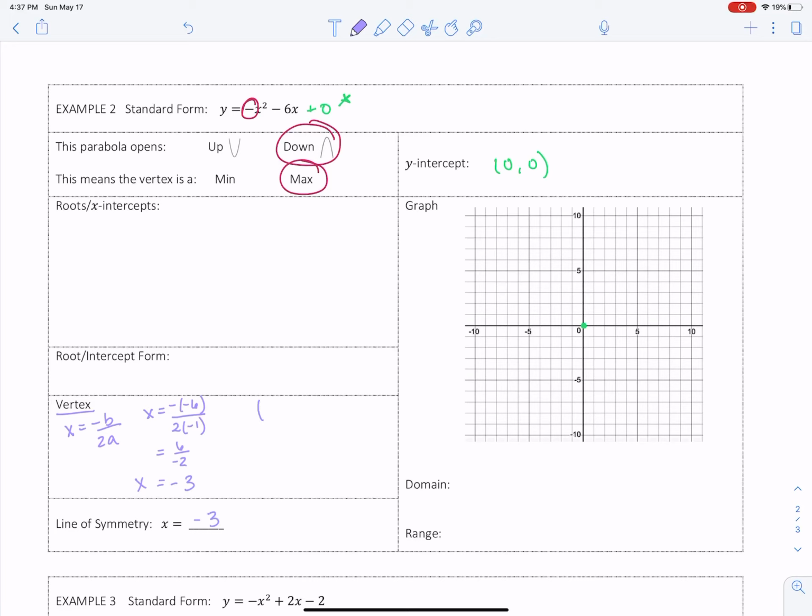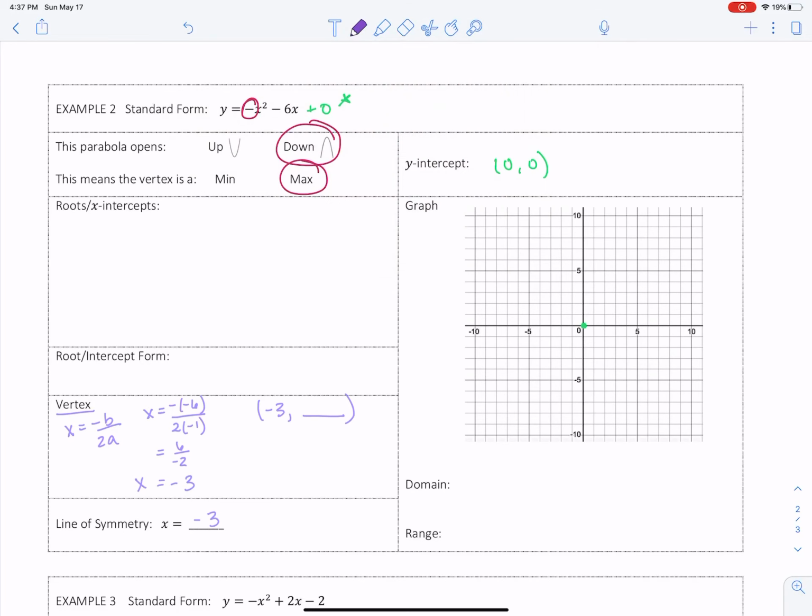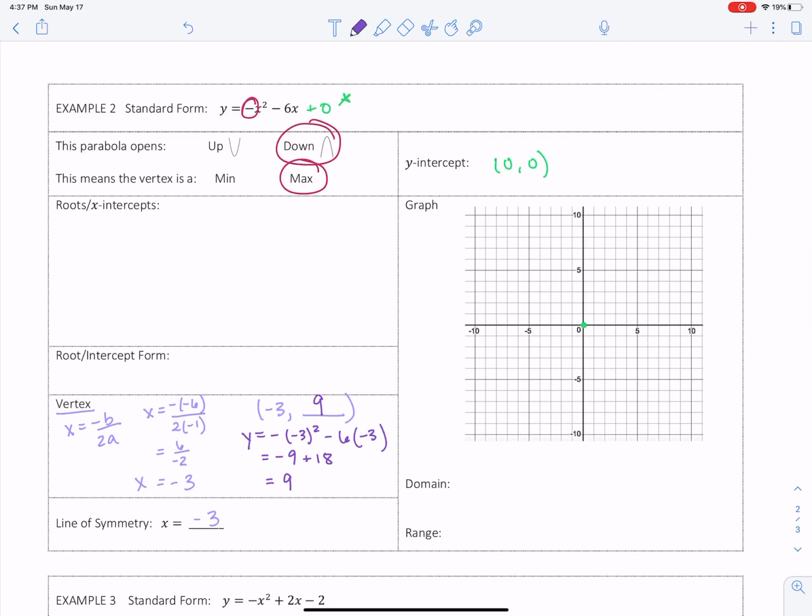Okay, so I know part of my vertex is negative 3, something. Now in order to figure out that y value, just plug it in. So y is equal to negative. Be careful with your negatives here because you always want to make sure that when you square something, it turns positive. So there's a whole bunch of negatives here, but this actually turns into negative 9 because it's 9 times negative 1. And this is a positive 18. So my vertex on this one ends up being positive 9.